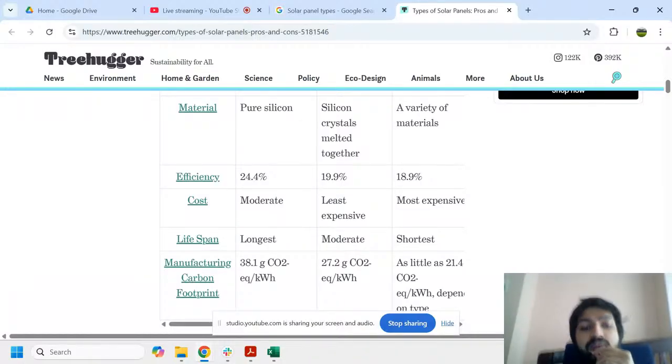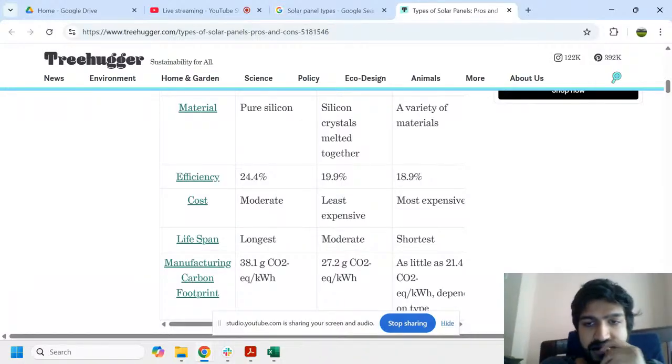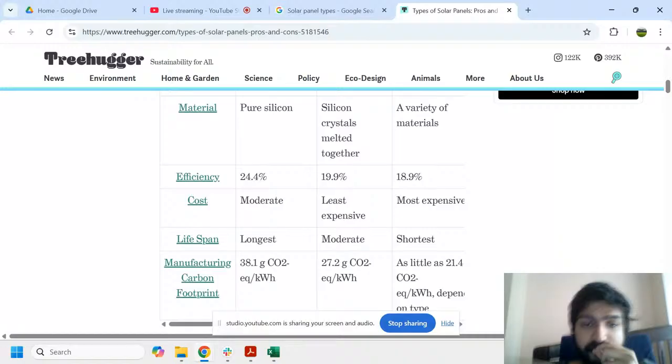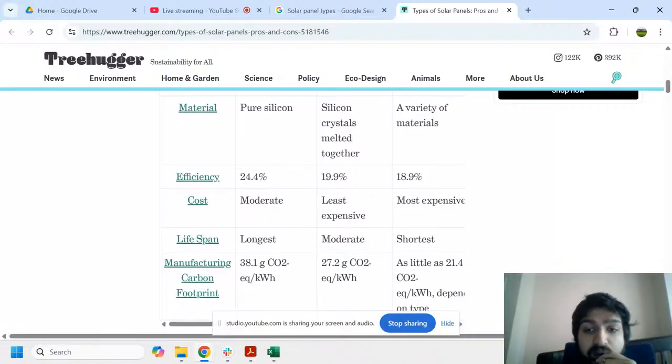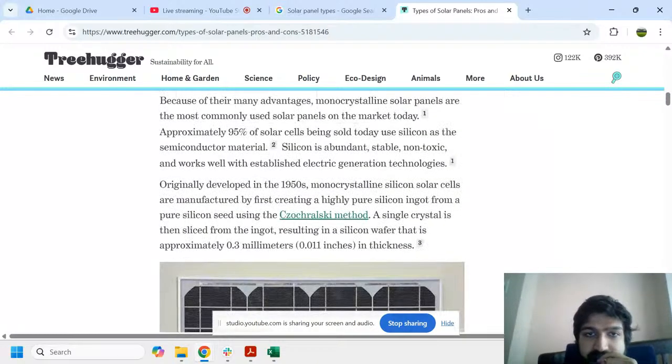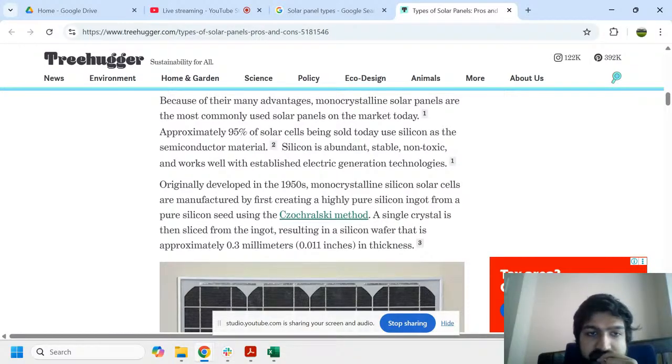Now, what is the carbon footprint while manufacturing these solar panels? Thin film solar panels are the most environmentally friendly, as they have the least CO2 equivalent per kilowatt hour. So, what is the manufacturing method? Monocrystalline solar panels have been used since about the 1950s, and approximately 95% of the solar panels used today are monocrystalline.